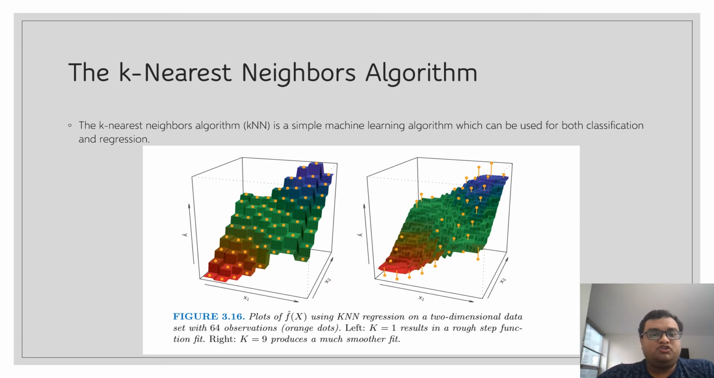Now I would like to talk about a supervised learning algorithm called the k-nearest neighbors algorithm. The k-nearest neighbors algorithm, or KNN, is a simple machine learning algorithm which can be used for both classification and regression. So the plot on the screen is the fitted function for KNN regression on a two-dimensional data set with 64 observations. We can say that k equal to 1 results in a rough step function and k equal to 9 produces a much smoother effect. This picture has been taken from An Introduction to Statistical Learning.